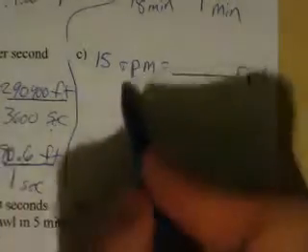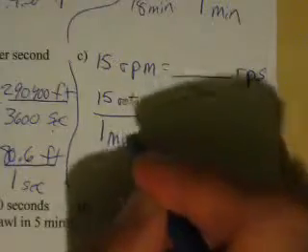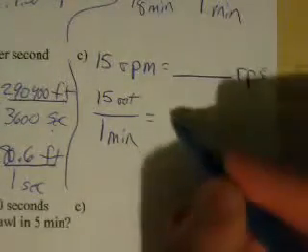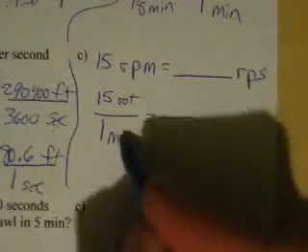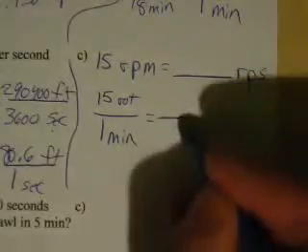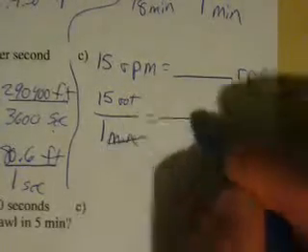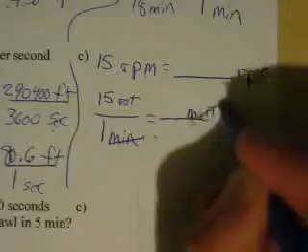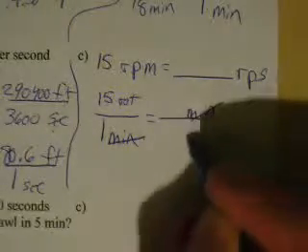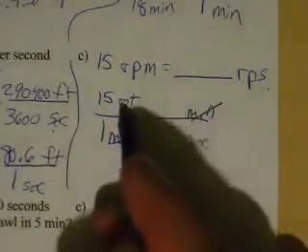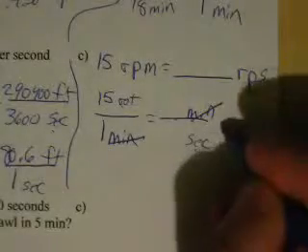All right, here we go. So I'm going to take 15 rotations, abbreviating, per 1 minute. And I want, let's see, I want my minutes gone and I want seconds. So for this minute to go away, I need a minute up top. And for me to get seconds, I need to have seconds down here. Rotations per second. Yeah, that should work.